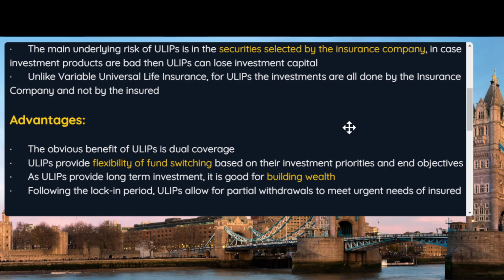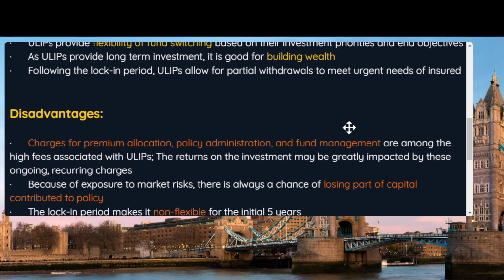Because you're not touching your principal as well as your interest for a certain amount of time. At the end of the day, after 5 years or after 7 or 10 years, when you're picking up your money, it's helping you build up a corpus along with the principal that you have invested. And following the lock-in period, ULIPs allow for partial withdrawals to meet the urgent needs of the insured person. So these are all the advantages of this product.